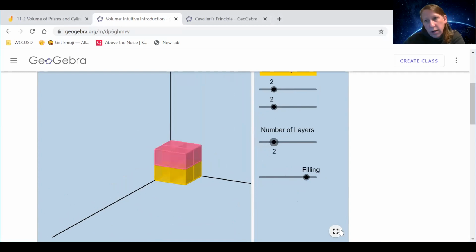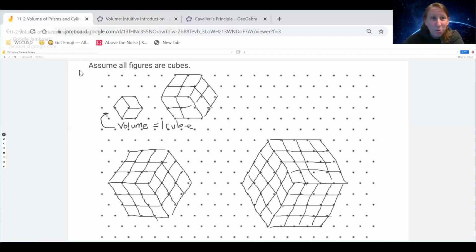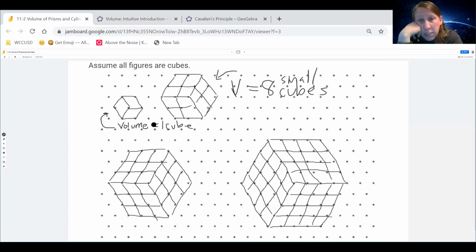How many cubes are there in that 2 by 2 by 2? Well, I could count them. There's 4 in that layer, and then another 4 on top. So the volume of this cube is going to be 4. I mean, the volume of this cube is 8 cubes. Wow. The volume is 8 small cubes. You could say the volume's 1 big cube, or you could say it's 8 small cubes.